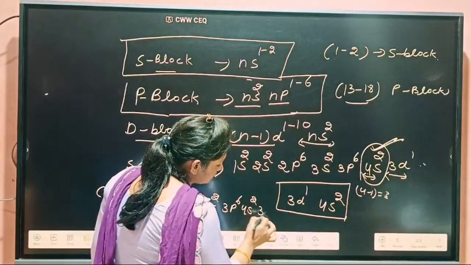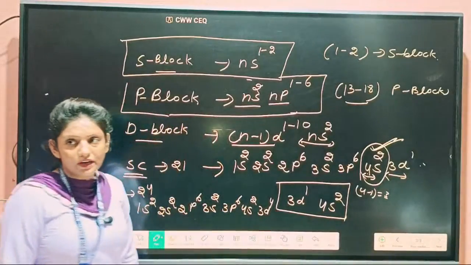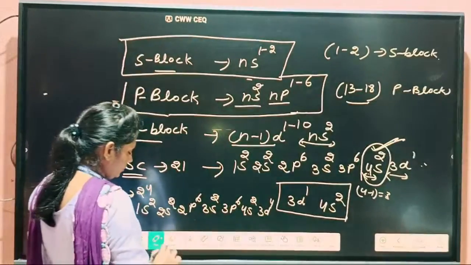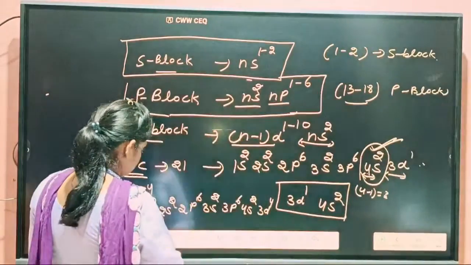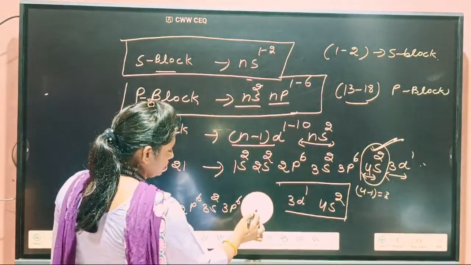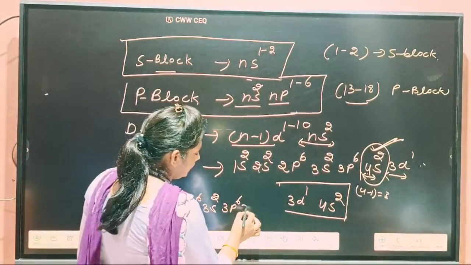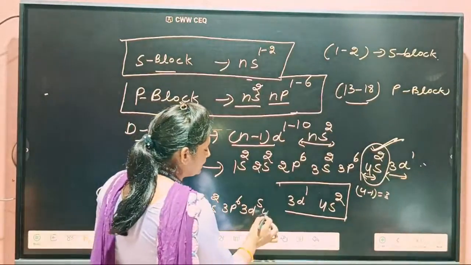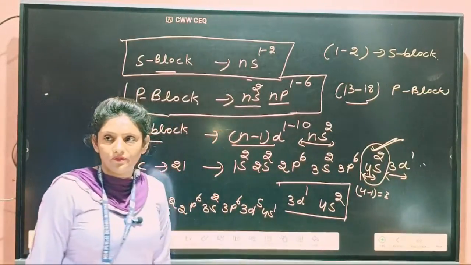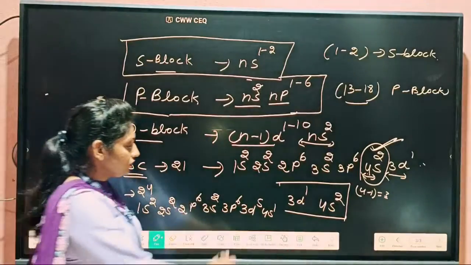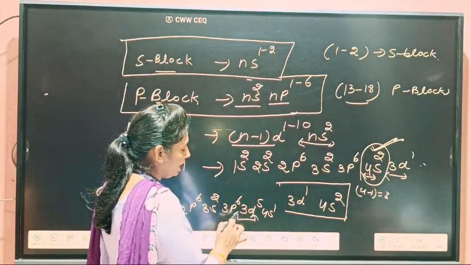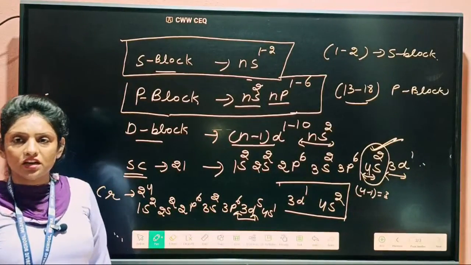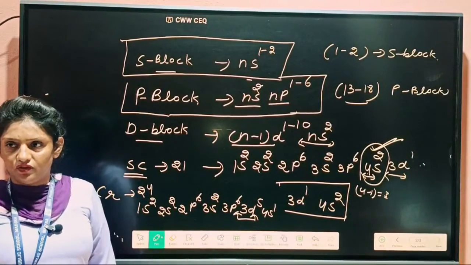It should be like this. But students, we do not write in this way. Here the configuration for chromium is: in 3d we fill 5 and in 4s we fill only 1. Why is it so? Because here the d orbital is half filled, and half filled and completely filled orbitals are extra stable as compared to the partially filled.